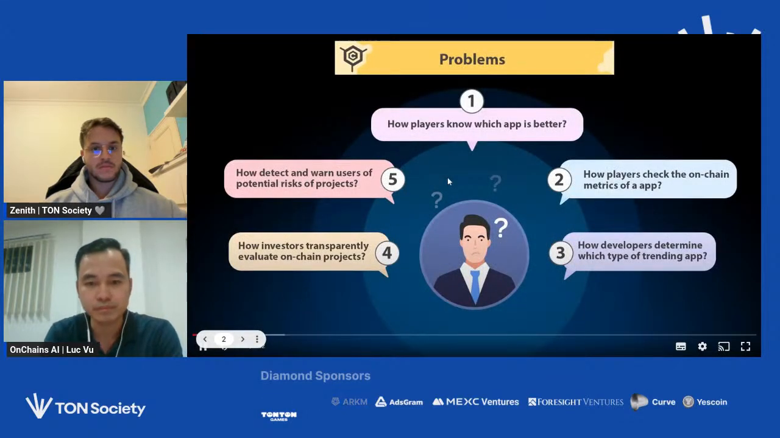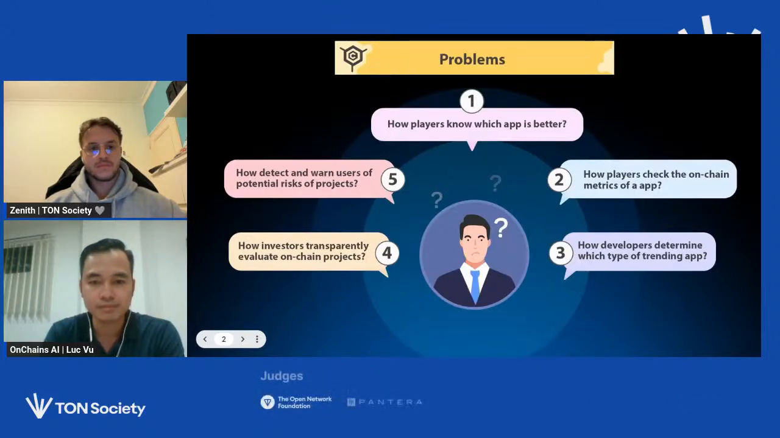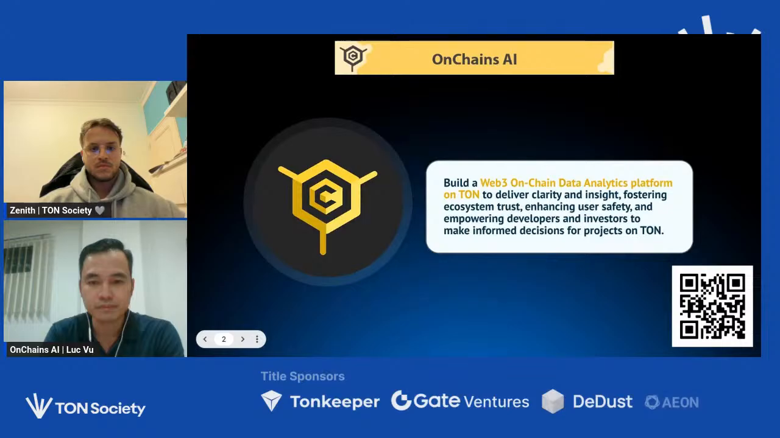Nowadays, Telegram offers a vast array of apps, making it challenging for users to identify the best ones among thousands. If a user engages with a specific app, how can they evaluate the project effectively? For developers, how can they identify trending app types or features to align with market demands? For investors, how can they transparently assess the value and performance of on-chain projects? Additionally, how can users detect and receive project risk warnings? All the questions above will be addressed by the Onchain AI project.